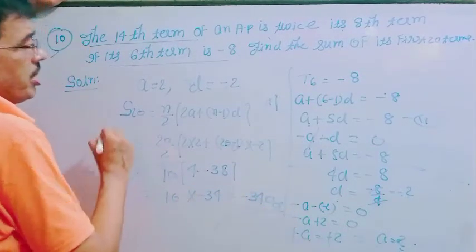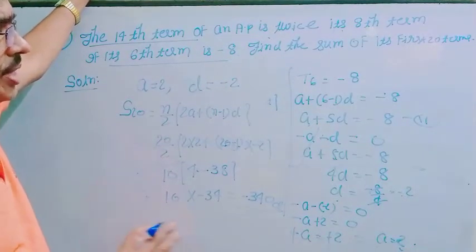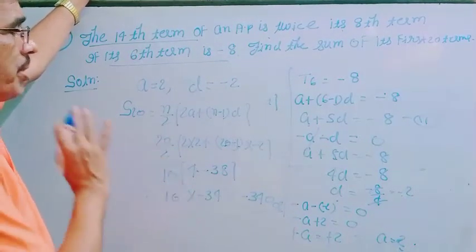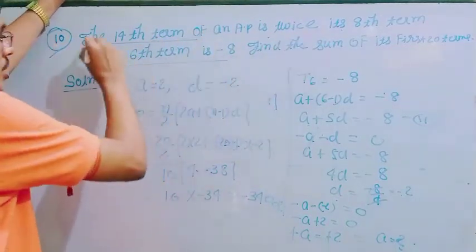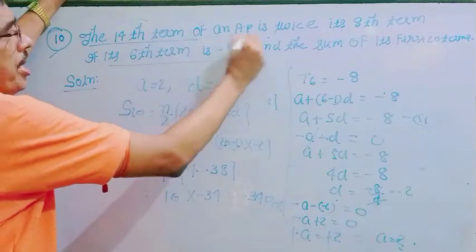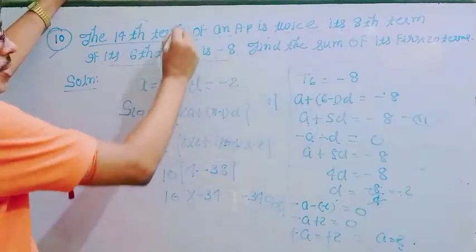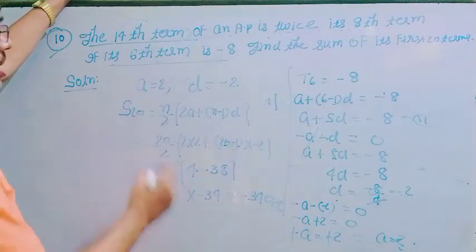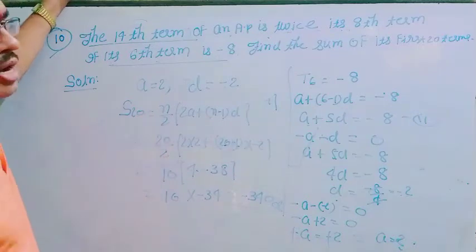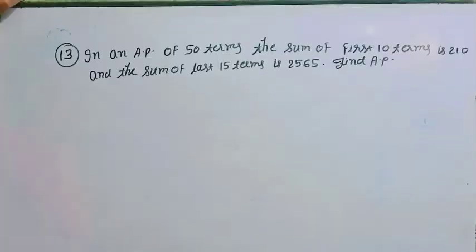So dear student, if there are two formulas here, one formula is Tn equals A plus n minus 1 into D, and the other is another formula. Both equations are related to Tn: one is the fourth term of an AP is twice its eighth term, and the second is the sixth term is minus 8. From these two equations, you first find A and D. If you find A and D, then easily you can find the sum of 20 terms.